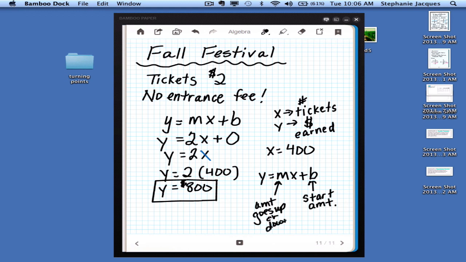So if I were in debt, like losing money, I would use a negative number there, but we don't want to do that. So let's say I make $5 every time I sell a box of Girl Scout cookies. I would put my 5 in there, and x would be the number of Girl Scout cookies. So x is your number of items. And y is money earned.